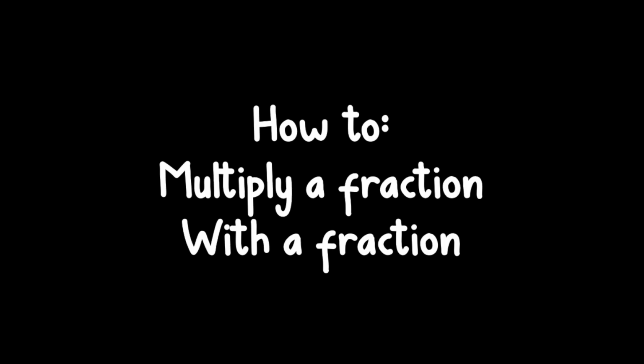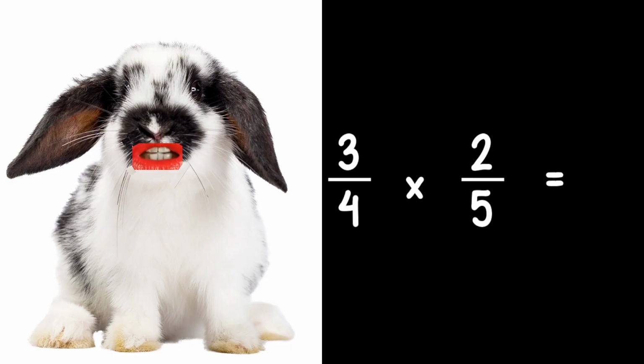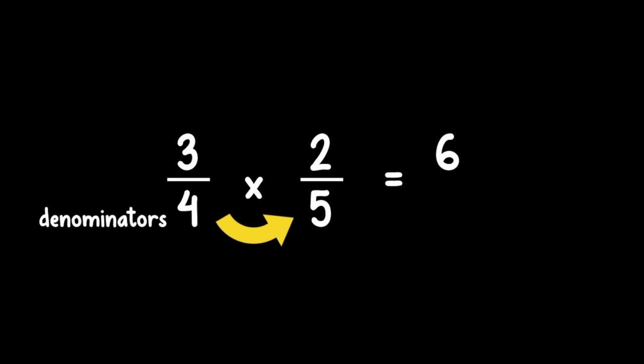When you are multiplying a fraction with a fraction, you just multiply across, multiply across. Weird, but yeah, you multiply across. You multiply the numerators. 3 times 2 is 6, and then you multiply the denominators. 4 times 5 is 20. That's all there is to it. 3/4 times 2/5 is 6/20.